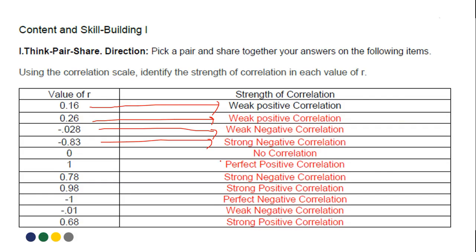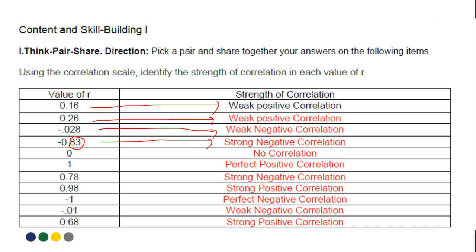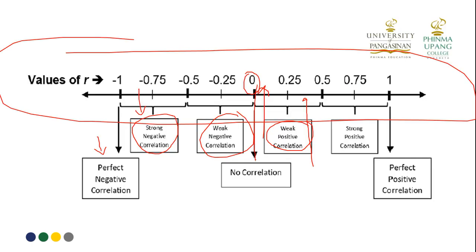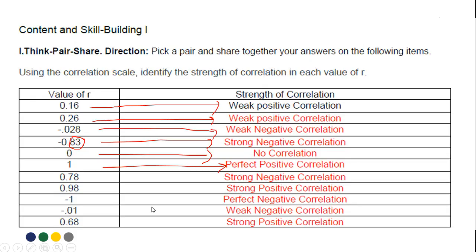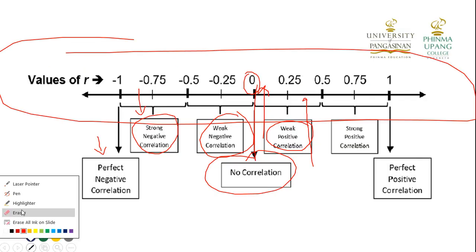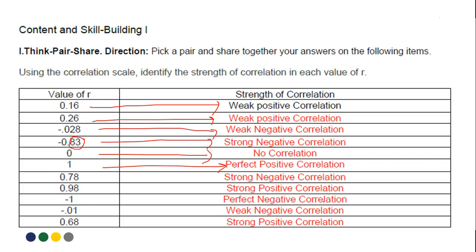Tapos, yung strong negative correlation, strong po siya kasi negative siya and 0.8 yung starting niya. Pero negative. No correlation kapag 0. Ito po. No correlation kasi 0. Next is one, it is a perfect positive siya according to the interval. This is the interval po. Nasa module nyo to. Pinapakita ko lang kung bakit ganun yung sagot.